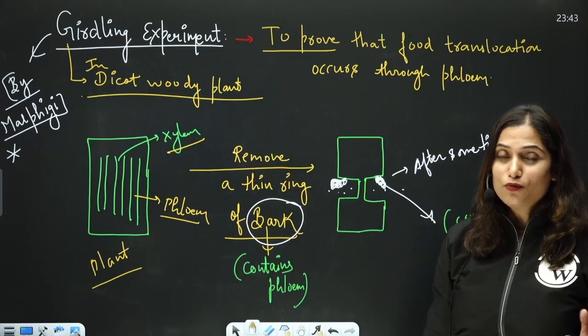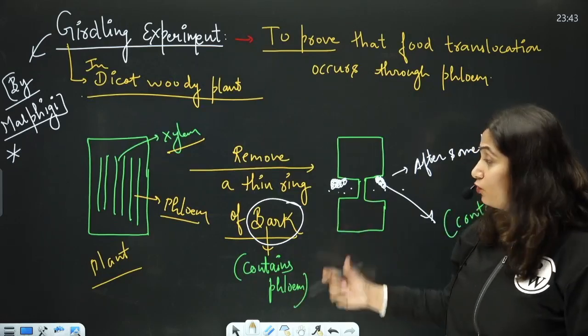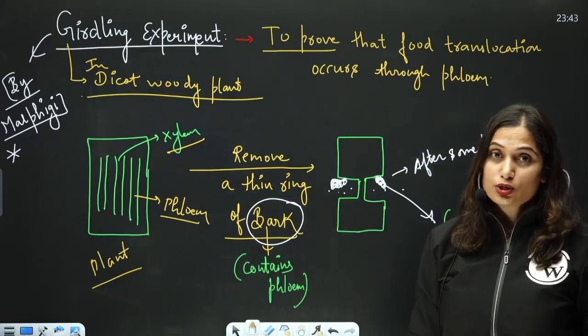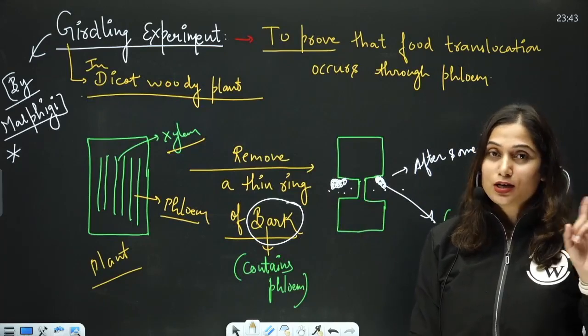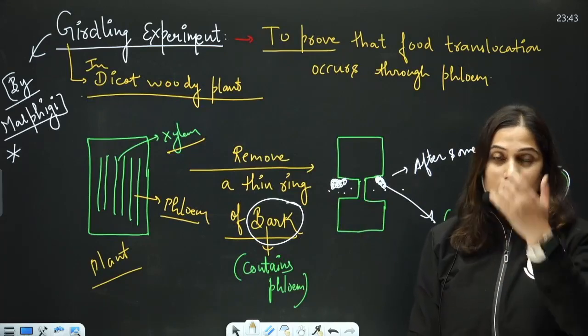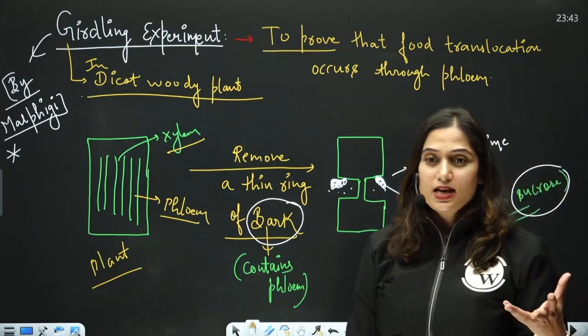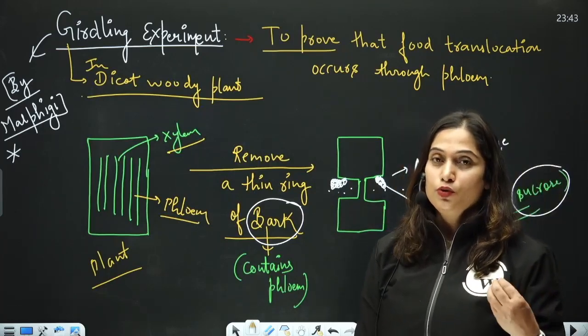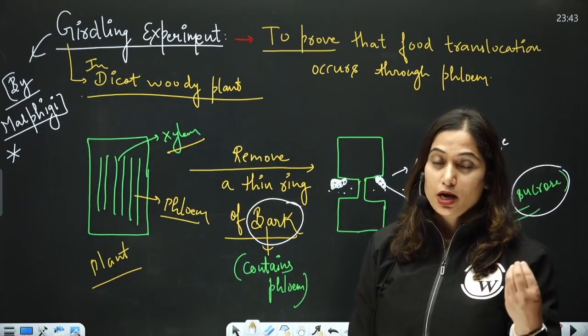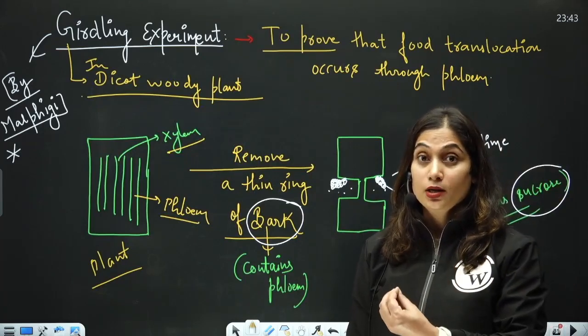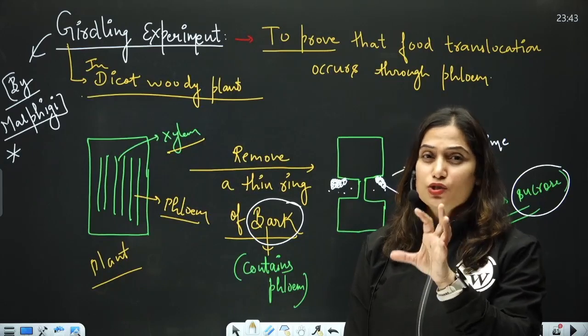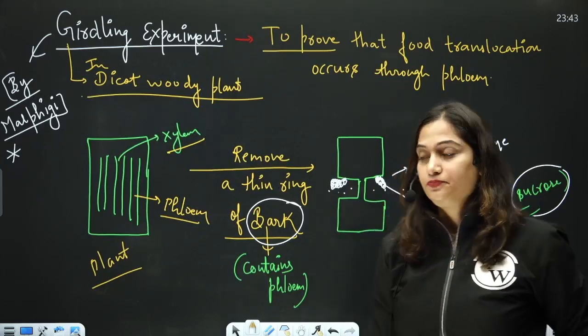Because we have removed phloem from it. So this proved that the translocation of food does not occur through xylem but through phloem. So the girdling experiment is the proof of it. And I think in NCERT it is written that the girdling experiment proves that the translocation of food occurs only through phloem in one direction. That 'one direction' is false, right?